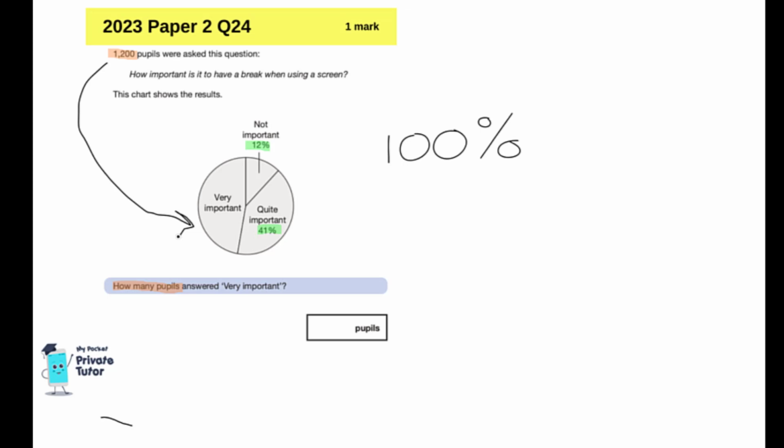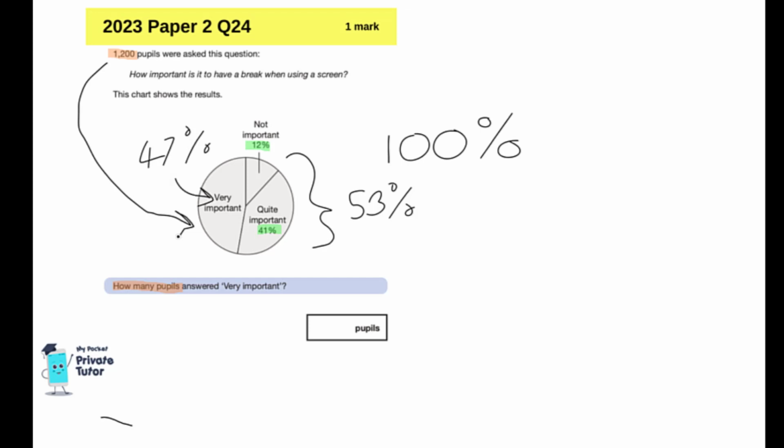Now you could either do 100, subtract 12, subtract 41, or you could do 12 plus 41, which I'm going to do. 12 and 41 is 53. And I would then do 100%, take away 53%, which equals 47%. So I know that my very important is 47%.